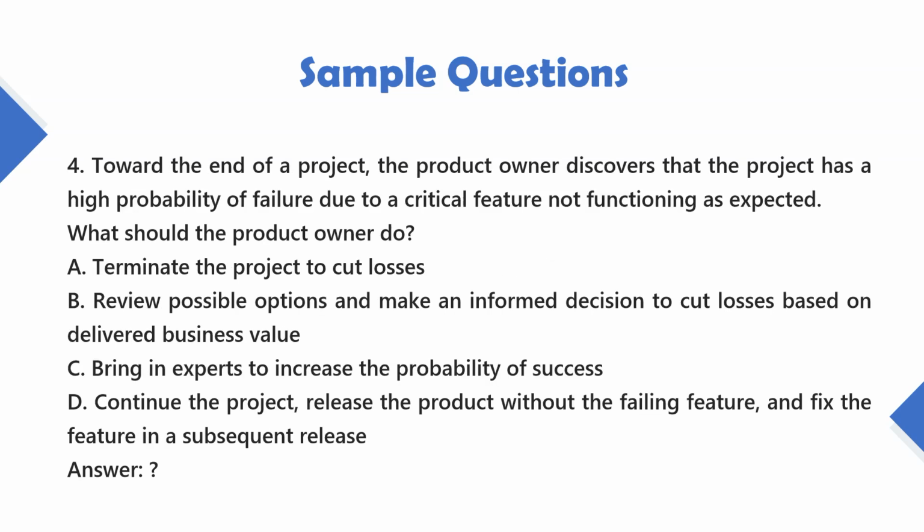4. Toward the end of a project, the product owner discovers that the project has a high probability of failure due to a critical feature not functioning as expected. What should the product owner do? A. Terminate the project to cut losses. B. Review possible options and make an informed decision to cut losses based on delivered business value. C. Bring in experts to increase the probability of success. D. Continue the project, release the product without the failing feature, and fix the feature in a subsequent release.